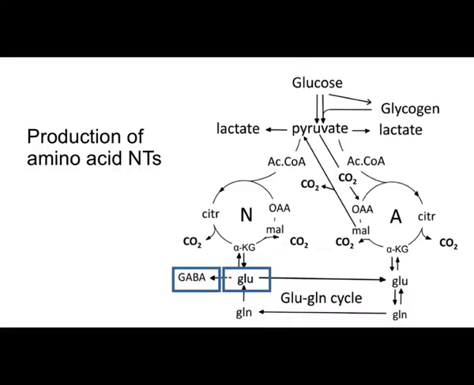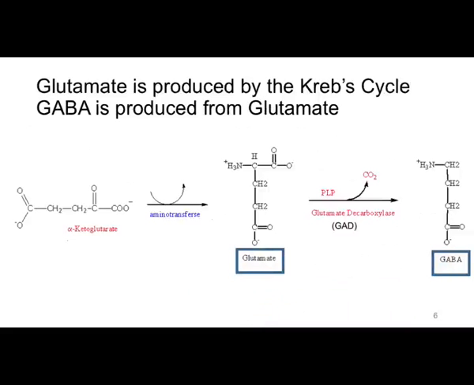Amino acid neurotransmitters begin with the Krebs cycle. Glutamate is produced as a product of the Krebs cycle, and then glutamate can be further modified to create GABA. From glutamate, the enzyme glutamate decarboxylase, or GAD, produces GABA. Only inhibitory cells that contain the enzyme GAD will produce GABA. If the neuron is an excitatory neuron, it will not produce the enzyme GAD, and it will have only glutamate and not GABA.